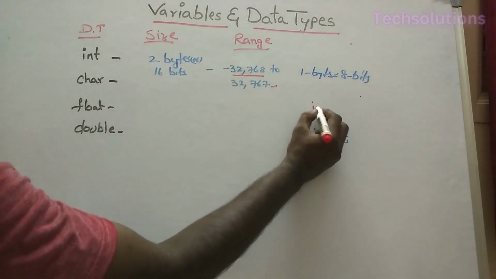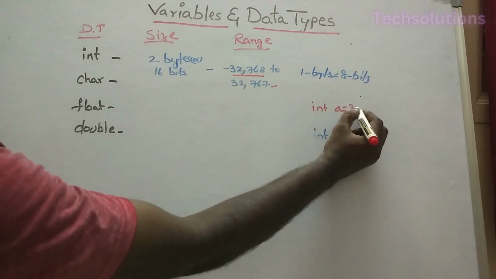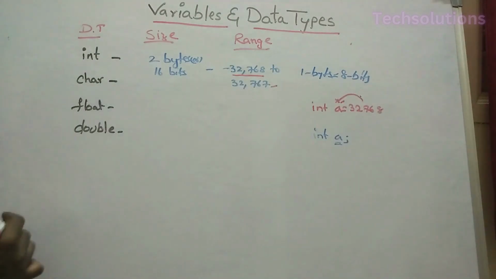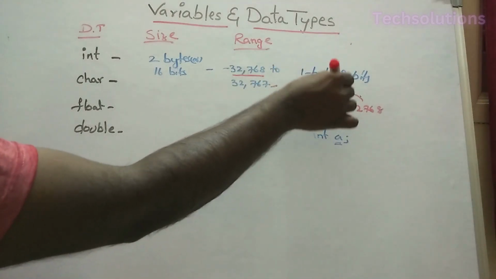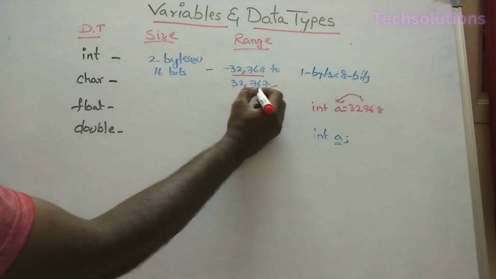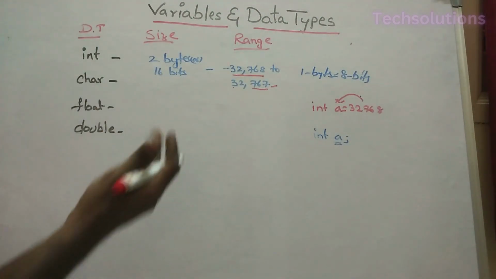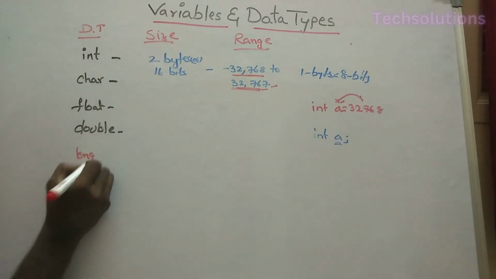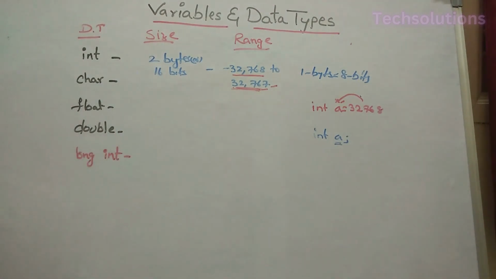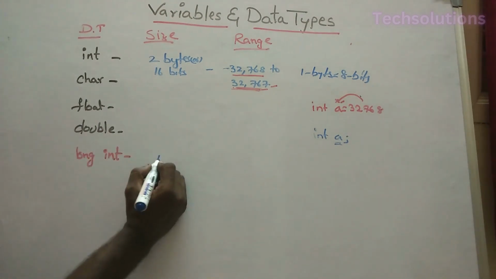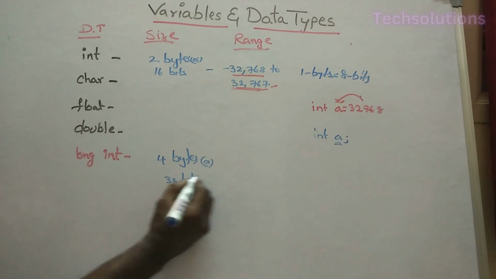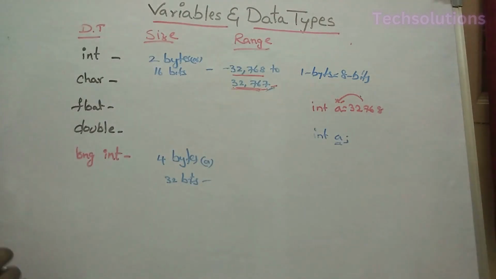Suppose I declare the variable int a equal to 32,768. The variable a cannot store this value, because the maximum value for an integer is 32,767. Then how can I store a value greater than this range? We can go for long int. What is meant by long int? The size of long int is 4 bytes or 32 bits. Now it can store values greater than this size.